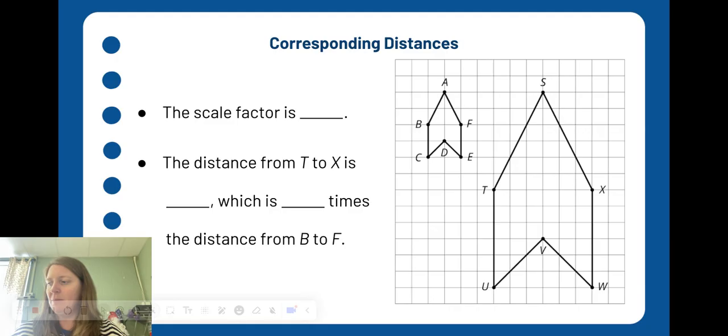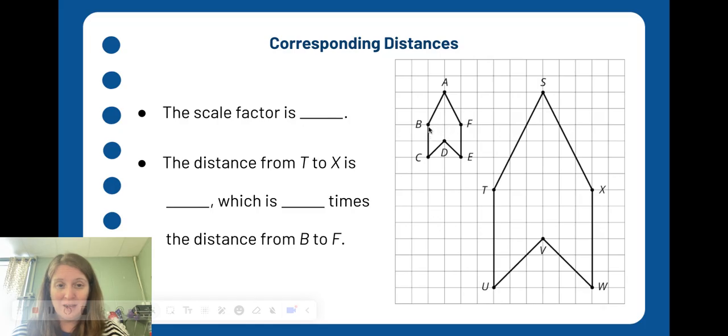All right, so corresponding distances. For this, we've got to figure out what the scale factor is. And remember in lesson 3, we learned that the scale factor is the multiplicative factor. So we do whatever this is times what will give you this. That would be the scale factor. So I would start with the easy ones, like BC or FE or even BF.